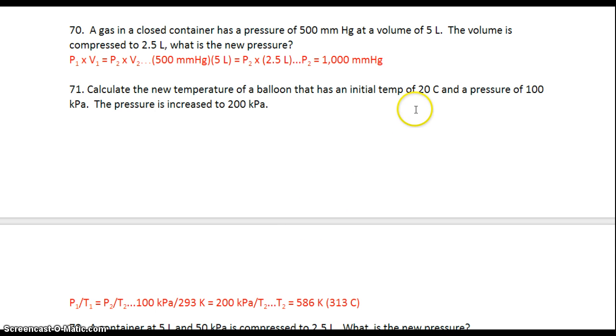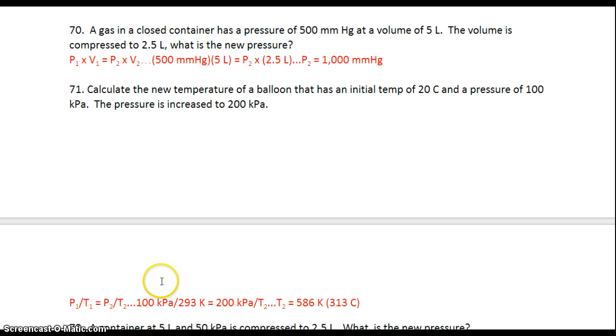So in this problem, we start with an initial temperature of 20 degrees Celsius and a pressure of 100 kilopascals, and they want the pressure to be increased to 200 kilopascals. So the question is, what temperature do we need to get the balloon to increase to in order for that pressure increase to happen? One thing to note here is that as you use Gay-Lussac's law, P1 over T1 is equal to P2 over T2. The temperatures for all the gas law calculations always have to be in Kelvin. So we have to convert that 20 Celsius by adding 273 to get it to be 293 Kelvin.